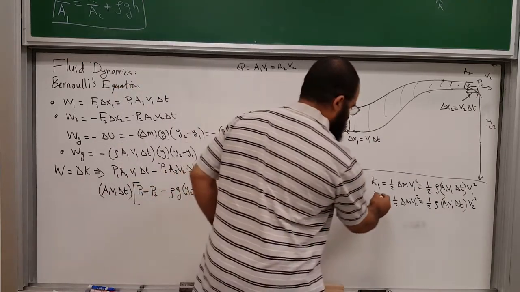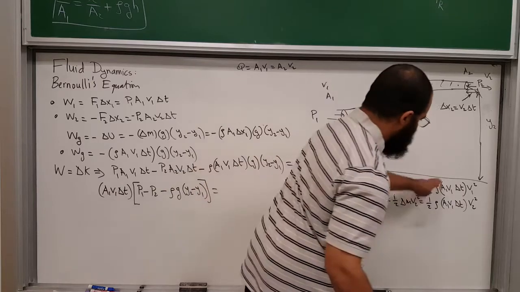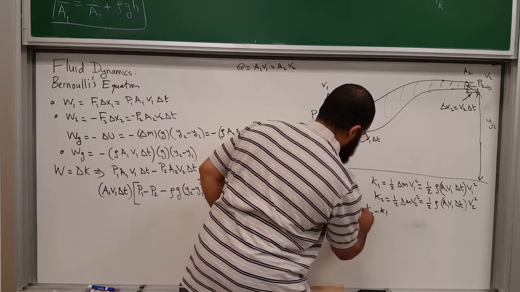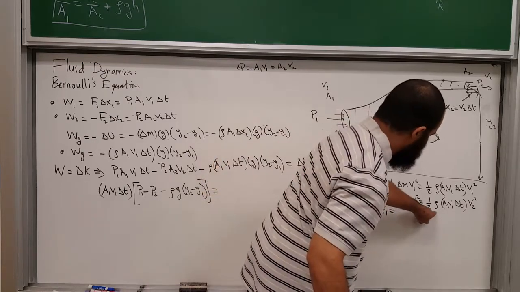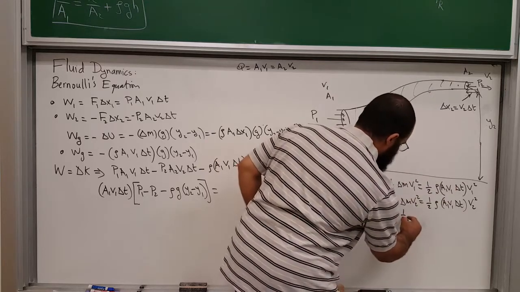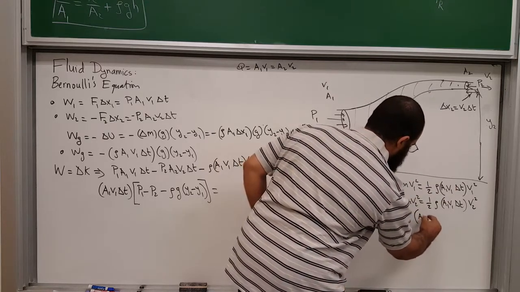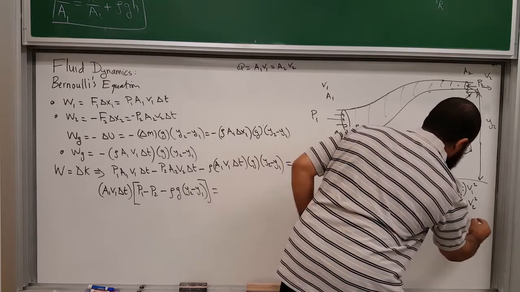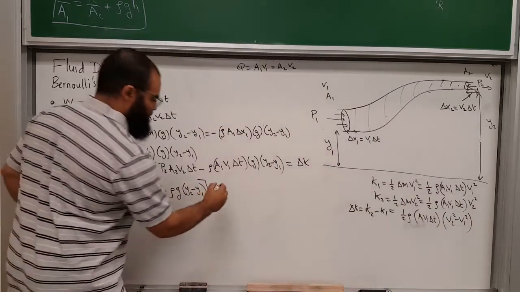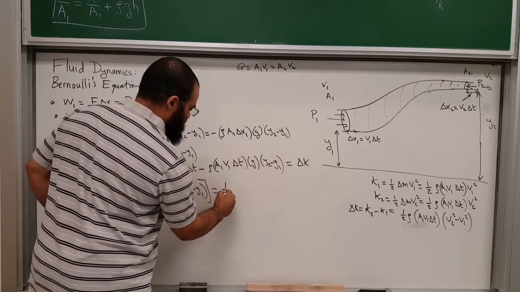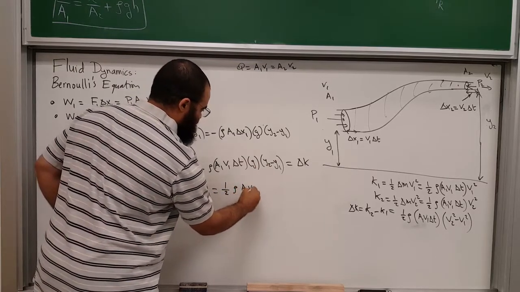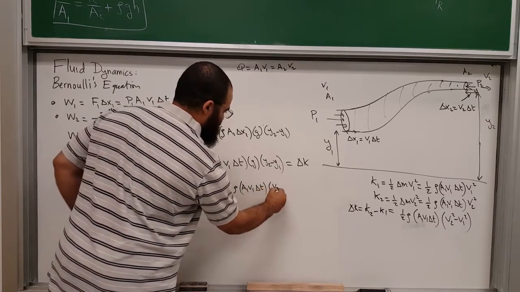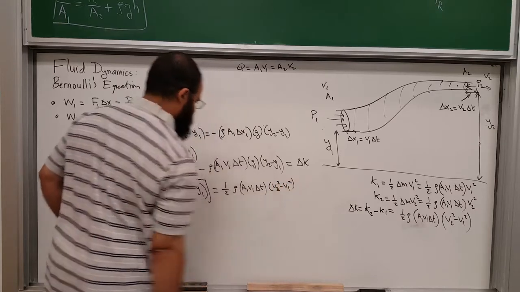So the change in kinetic energy, K2 minus K1, will be these two minus each other. You see 1/2 rho and this stuff just factor. So 1/2 rho and then A1 V1 delta T and then V2 squared minus V1 squared. That's the change in kinetic energy: 1/2 rho A1 V1 delta T times V2 squared minus V1 squared.